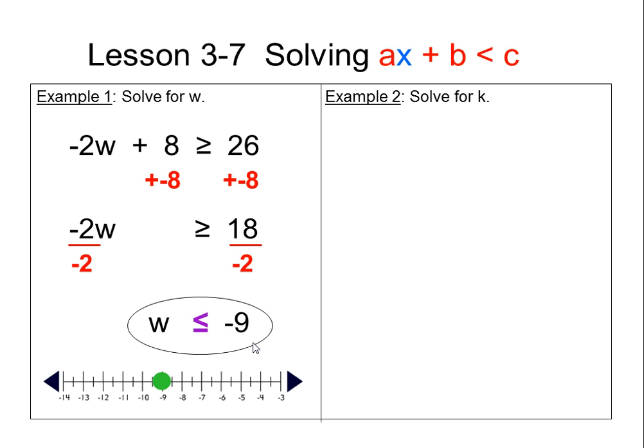Where are all those numbers? All those numbers are to the left of negative 9, so we would shade to the left of the dot. And these are where all our values are that are a solution or solutions to this inequality here.